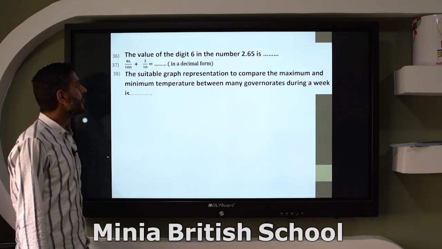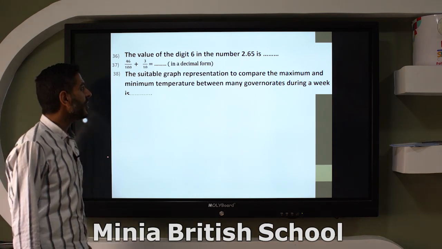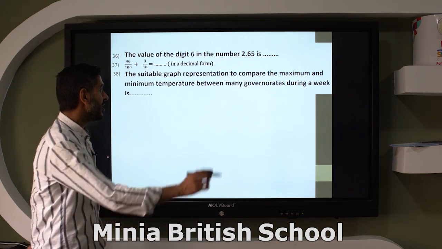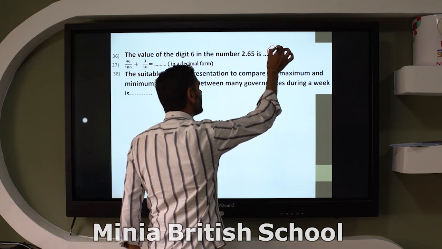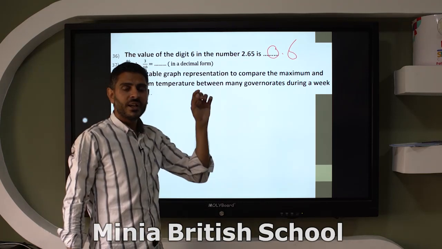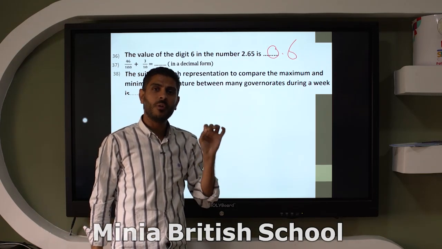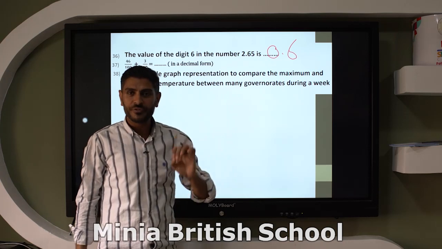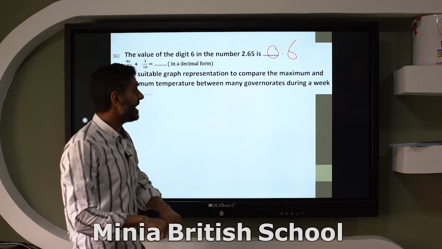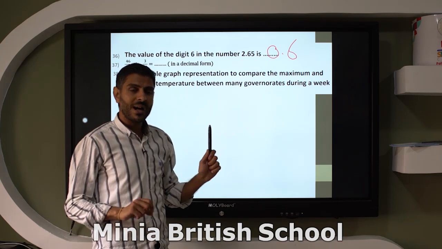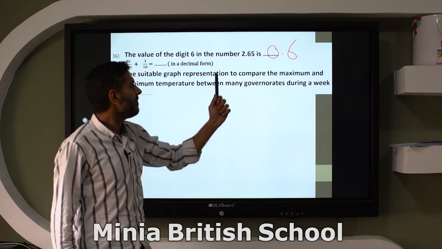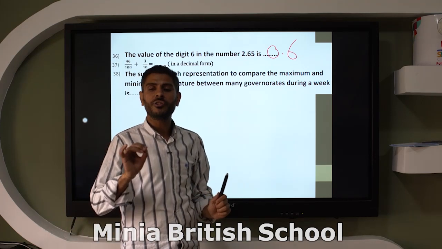The value of the digit 6 in the number 2.65. The value of 6 here is 0.6. The value of 5 is 0.05. The value of 2 is 2, but the place value of 2 is ones. The place value of 6 is tenths. The place value of 5 is hundredths.